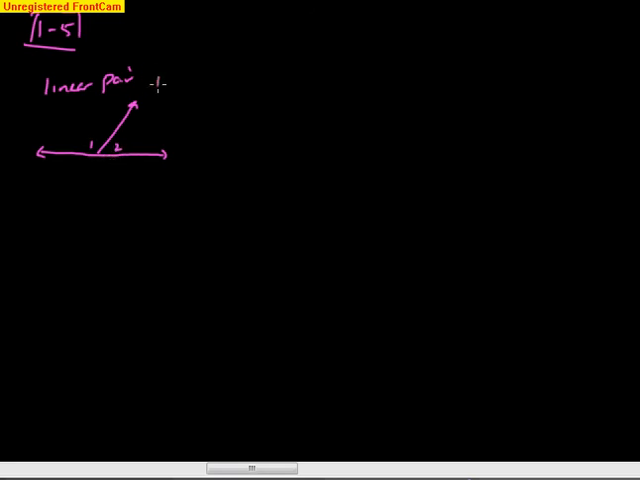We also have this thing called the linear pair postulate, which says that any linear pair is supplementary. So the measure of angle 1 plus the measure of angle 2 equals 180. When you add to 180, you are what we call supplementary. So linear pair postulate, supplementary.